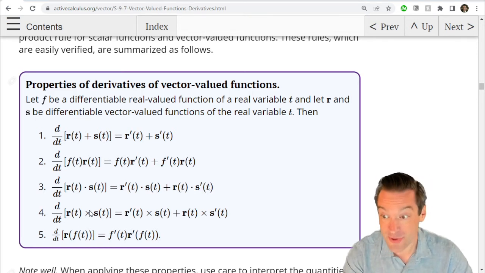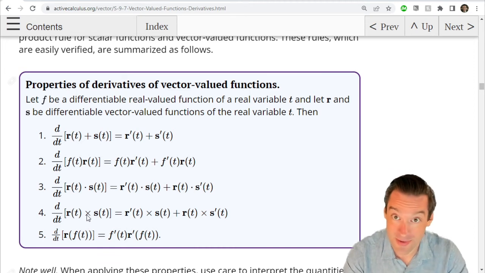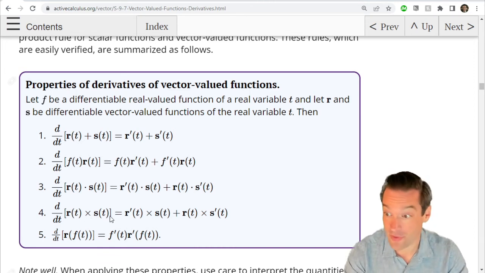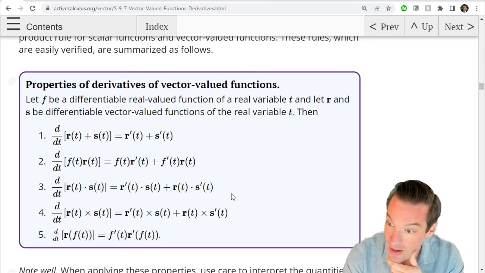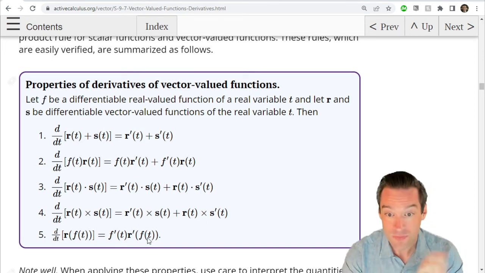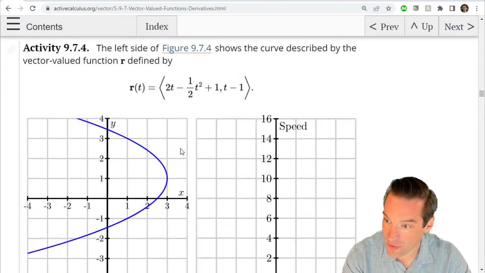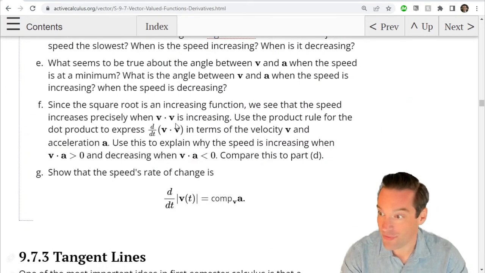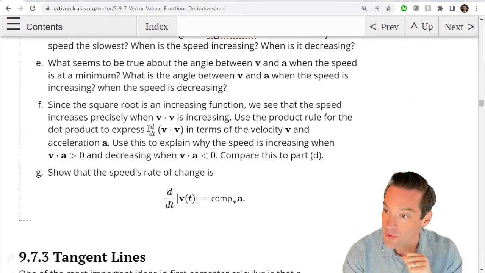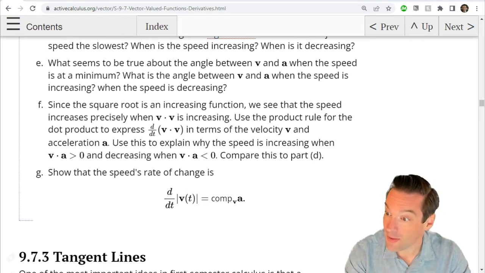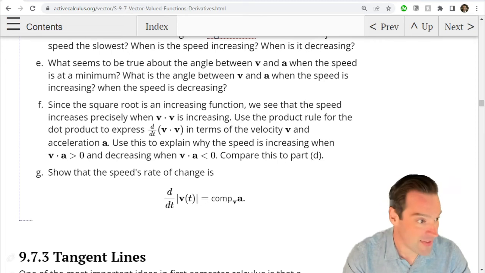And there is also a derivative rule for the cross product. That is a product rule as well. The derivative of r cross s is r prime cross s plus r cross s prime. And there's also a chain rule, which is number 5. But it's number 3, the dot product rule for derivatives, that we could use to investigate this part F. So it says use that product rule to express the time derivative of the dot product of v with itself in terms of both the velocity and the acceleration.